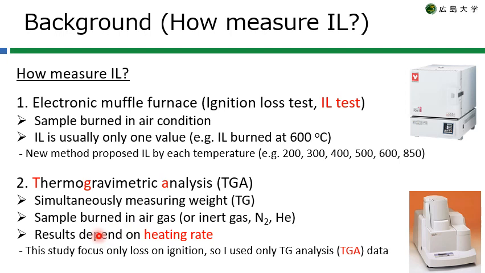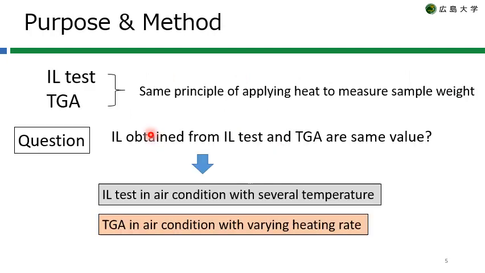Moreover, the results depend on heating rate. However, the effect of heating rate on the result is not clear. The IL test and TGA have the same principle of applying heat to measure sample weight. However, there are no studies comparing IL obtained from these two methods. So the purpose of this study is to determine whether IL obtained from the IL test and TGA are the same value.